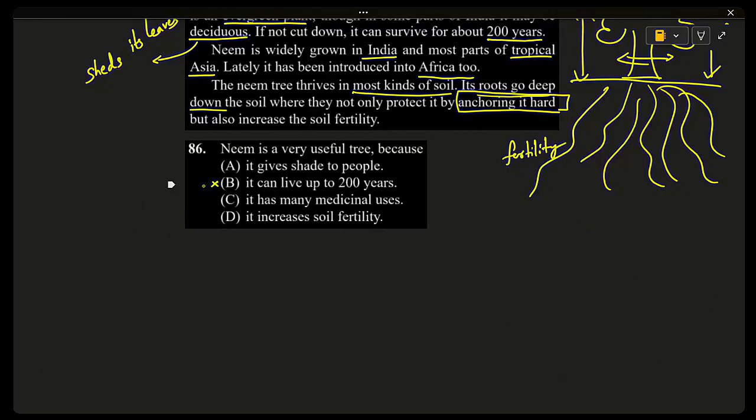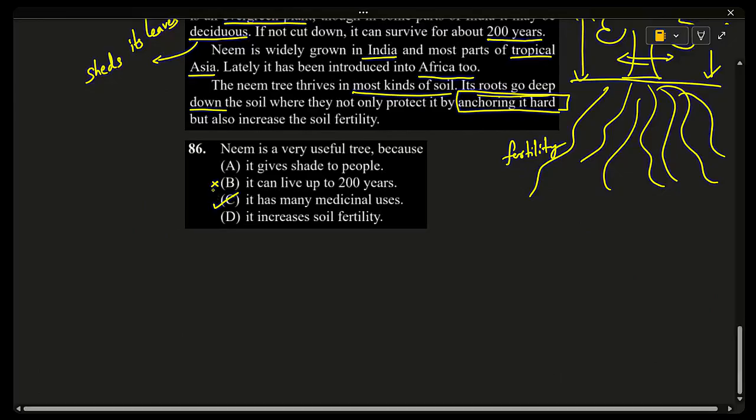But out of them, which is the most suitable one, the highest useful one, that means the most prioritized use, it has many medicinal uses. That's why we are growing the trees in most of the places. Yes, options A and D are also correct. But out of them, you have to give priority to medicinal uses. Okay, and 87 now.